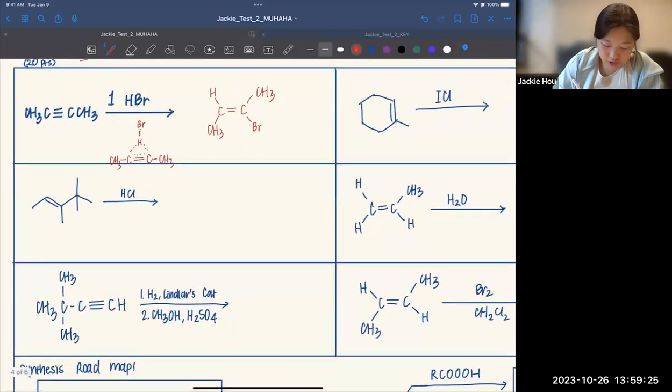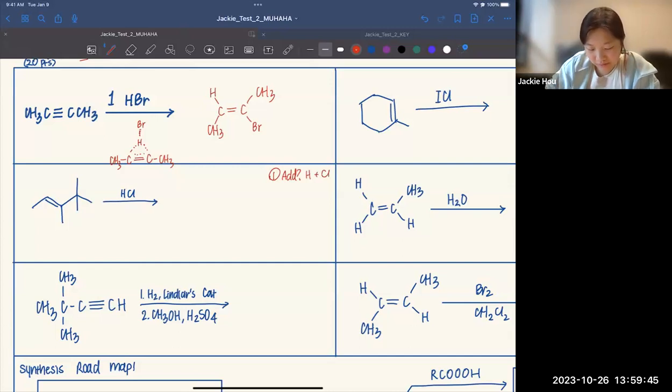Okay, so now let's go through this. The first thing I want to do is classify what sort of reaction this is. What does it add, right? In this case, I know it adds H and Cl because it's a hydrohalogenation. And then the next thing I want to think about is, does it form a carbocation? Does it shift? Is it Markovnikov or anti-Markovnikov?